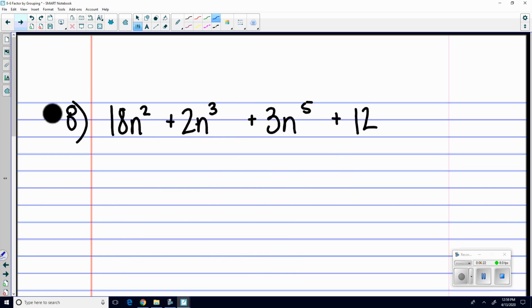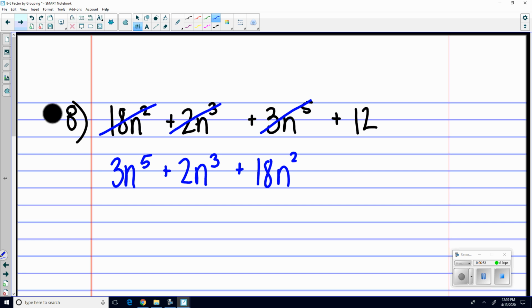Last problem. All right, 18n squared, and then I see an n cubed, and then I see an n to the 5th, and then I see a 12. So number 1, I'm actually missing some terms, and that's okay. But they're definitely not in descending order. And so let's put it in that descending order and see if this works out for us. So my biggest term would be this 3n to the 5th, and then I'd have plus 2n cubed. Squared is next, so plus 18n squared, and plus because it's positive, and then plus 12.